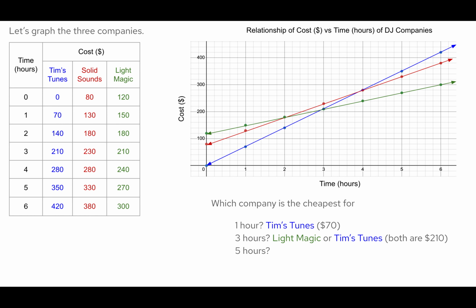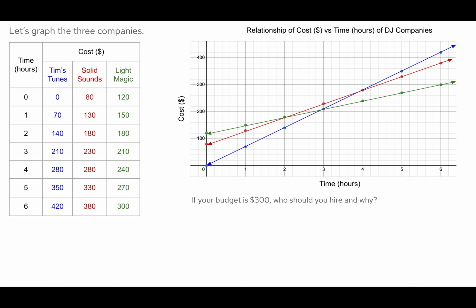For 5 hours, I noticed that it's Light Magic, because both Tim's Tunes and Solid Sounds are more than 270, and on the graph, these points again are higher than the point for Light Magic. And for 6 hours, it's Light Magic again. Notice it's only $300, and on the graph, again, it's the lowest point for 6 hours. Let's say we have a budget of $300.